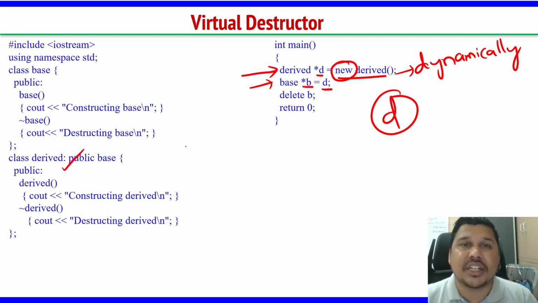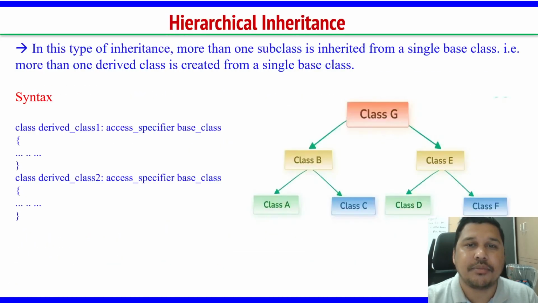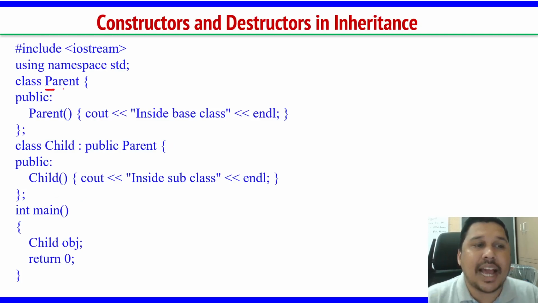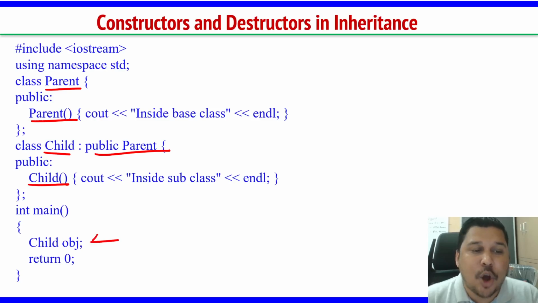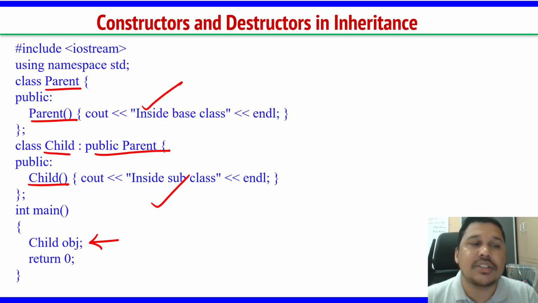Let's talk about constructors and destructors in inheritance. We have already studied this. I'll just quickly go back to that slide to discuss it. We said that you can have a parent class, it has a constructor. Then a child class derived from the parent class also has a constructor. When you create an object for the child class, which constructor is executed first? Is it parent or child? Which one do you think is executed first?